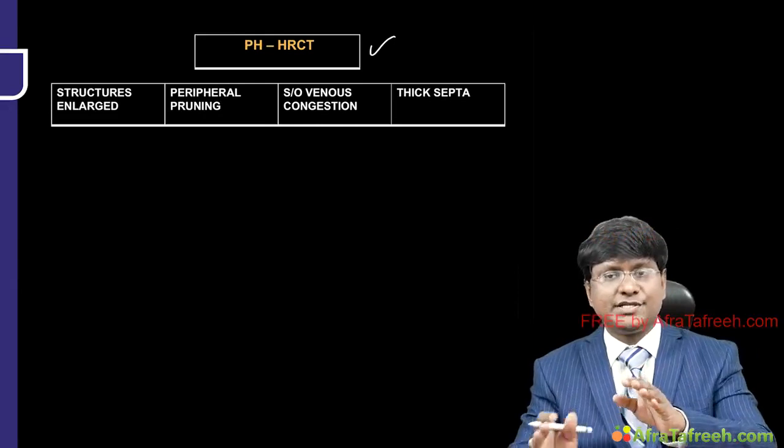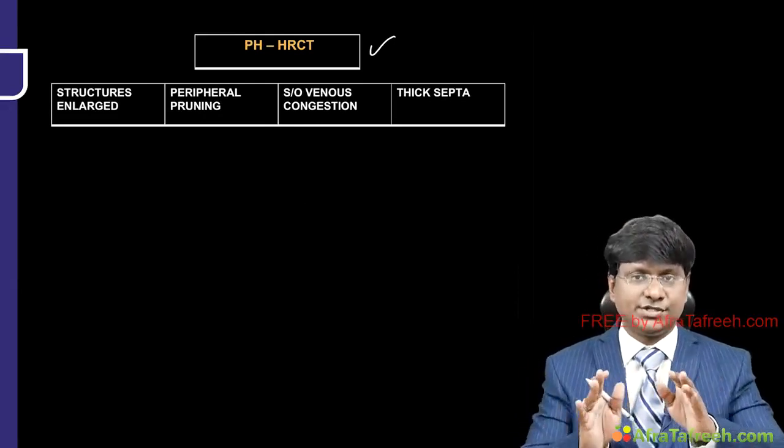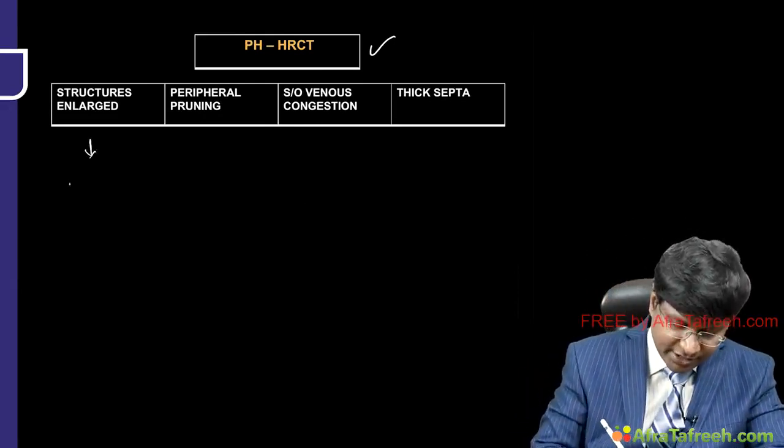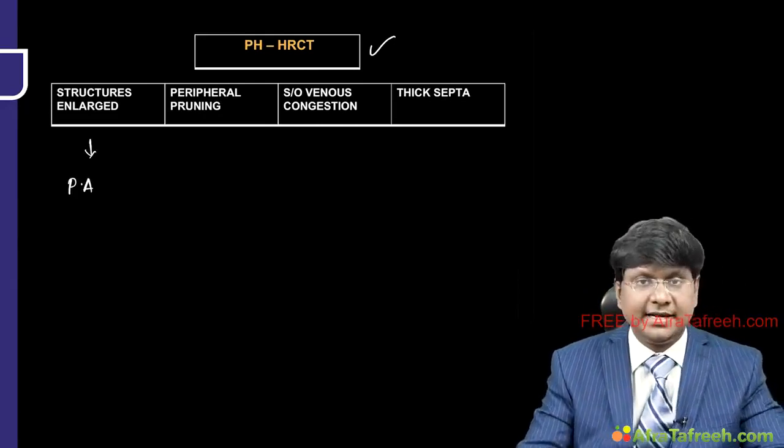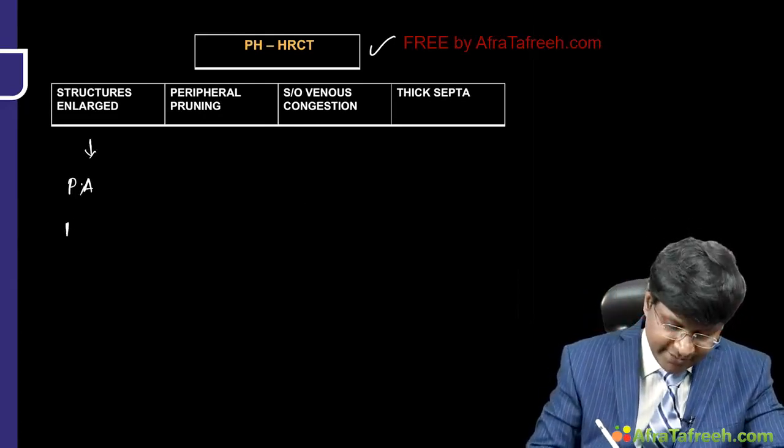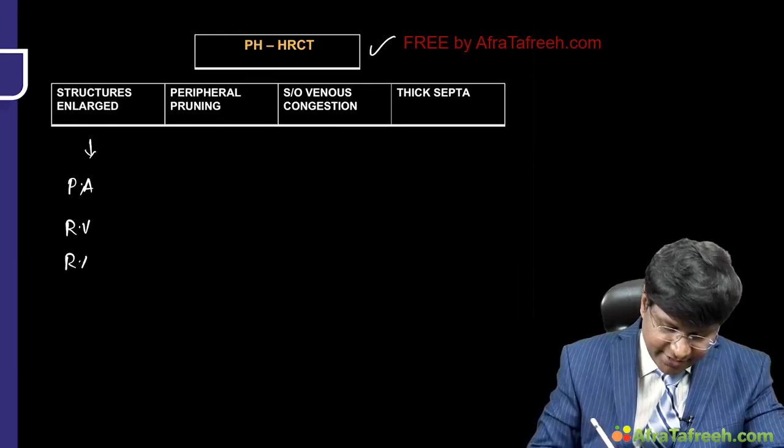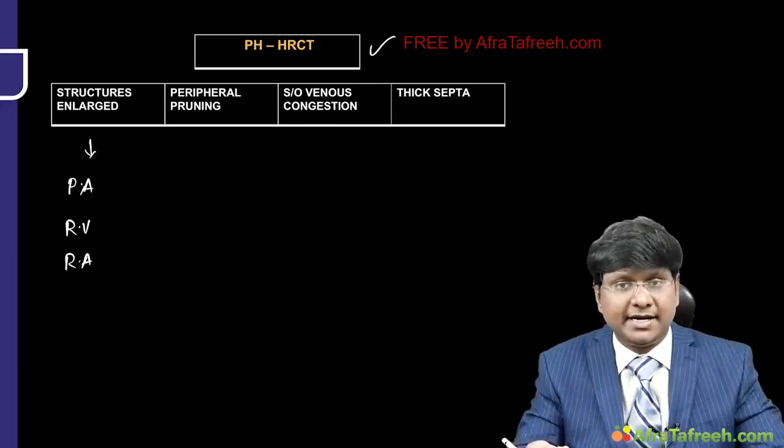So what you will notice is that there is enlargement of certain structures. What are those structures which are enlarged? Number one, the pulmonary artery is enlarged. Number two, your right ventricle is enlarged. Number three, right atrium is enlarged.